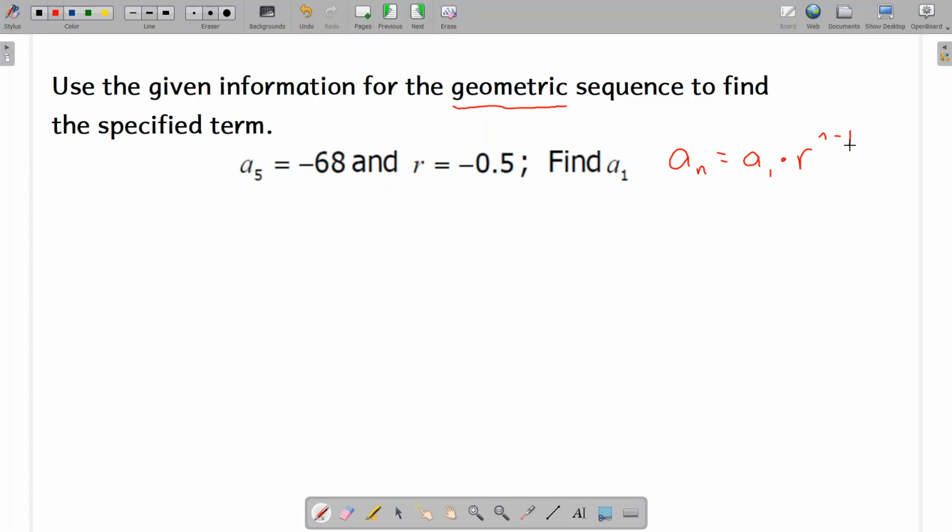Here's what I would say. We have some of this information. If I know the 5th term, let's use this formula and set it up for the 5th term. If I have the 5th term as -68, that means that when I plug in 5 for n, it should give me this value. So let's fill in what we know.